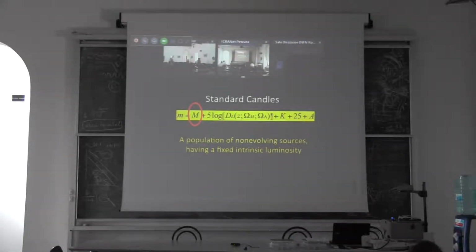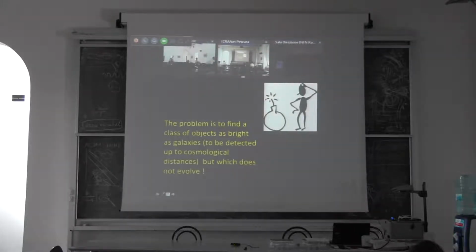So we need to find this population of non-evolving sources having a fixed intrinsic luminosity at all redshifts. And the problem is to find a class of objects that are as bright as galaxies. That's why, for example, RR Lyrae cannot be used, because they are standard candles only inside the local universe. To go to cosmological distances, we need to observe standard candles that have to be as bright as the galaxies themselves, but they do not evolve. We require that they do not evolve.